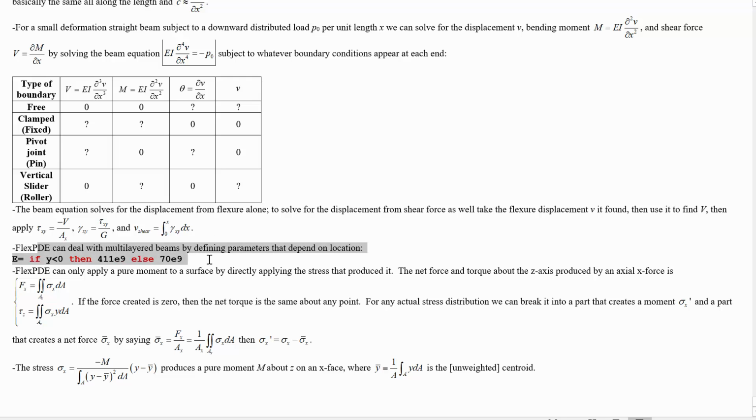FlexPDE still likely will not agree with your answer because it's doing extra work that you're not doing in the Poisson's ratio coupling around the anchors. So around a fixed support or a pin support at the end, it's calculating what it really would do to the beam if it can't move in those lateral directions, and we're still ignoring that.